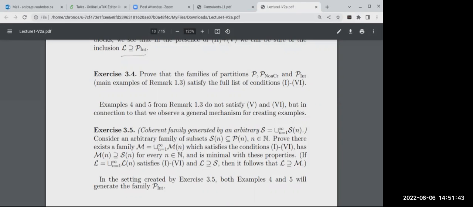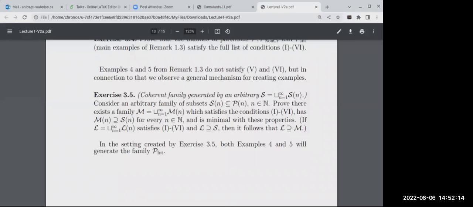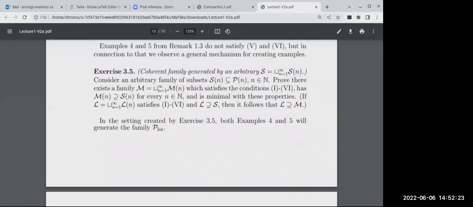Same as you define the Borel sigma algebra to be the sigma algebra generated by the open sets or something like that. Take the intersection of all the possible families which contain some given S and satisfy the conditions 1 to 6, and you get a minimal family of L's which satisfy conditions 1 to 6. So this is presumably a source of examples. My didactical examples will both generate the interval partitions, but presumably there are more interesting examples which can come out here.